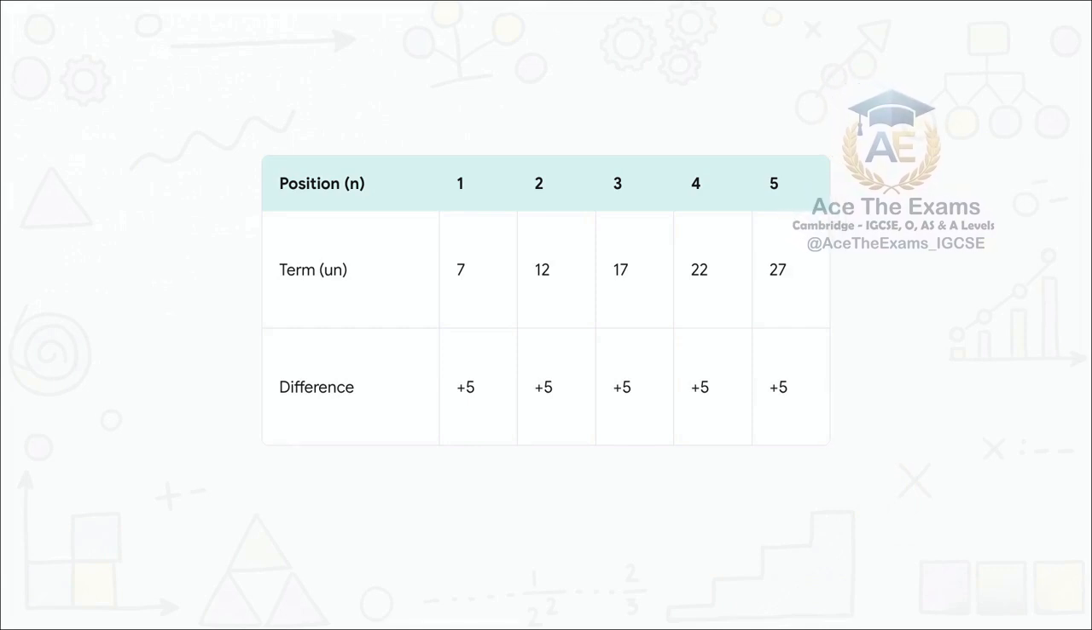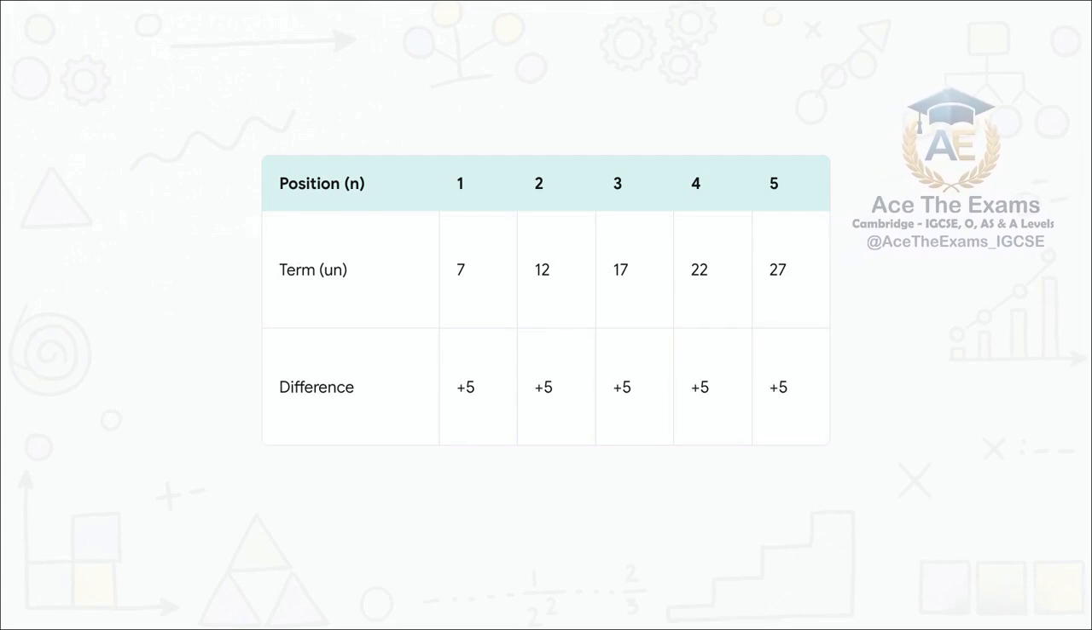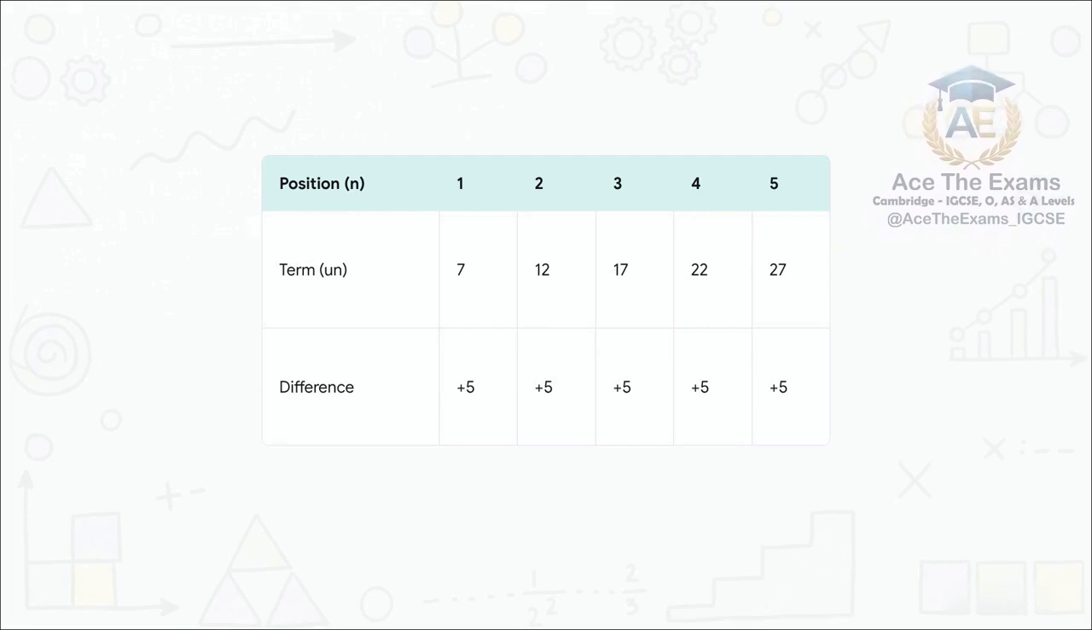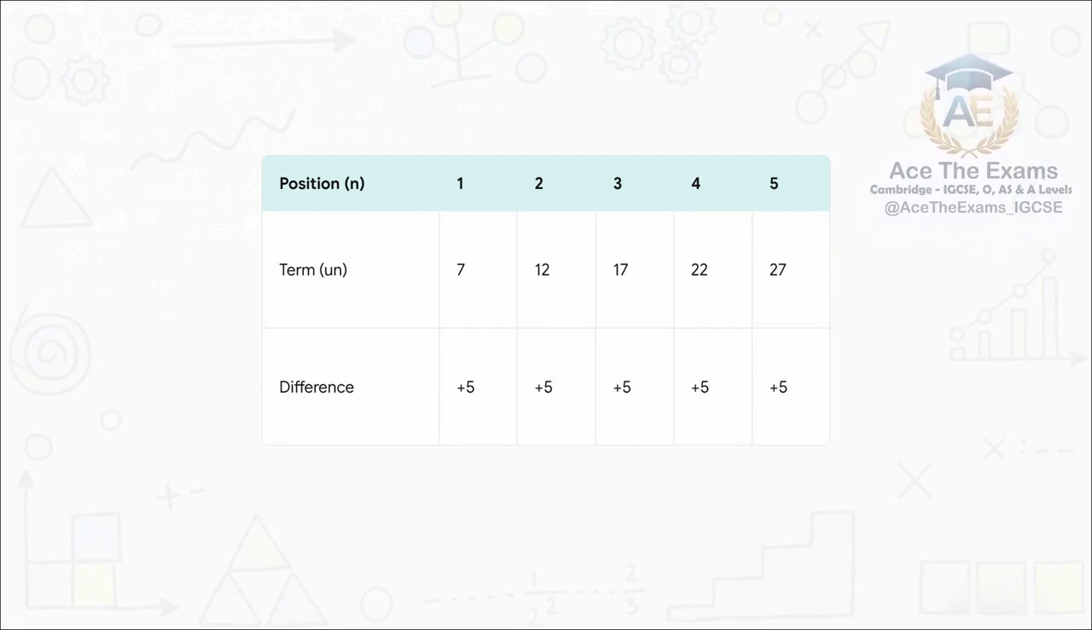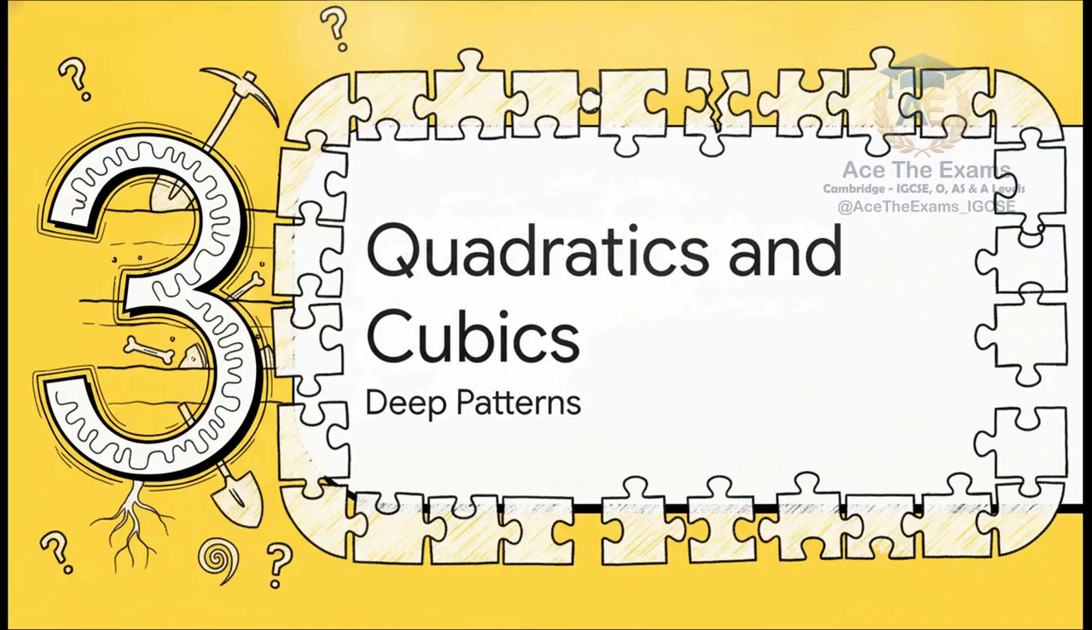Looking at our table, our actual first term is 7. So how do we bridge the gap from 5 to 7? We just add 2. Therefore, our final perfectly adjusted formula is Un equals 5n plus 2. You multiply the position by the difference, then add or subtract a constant to make that first number match. Code cracked. Full marks.